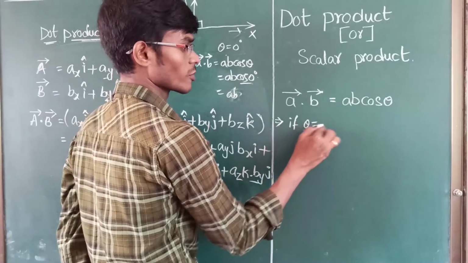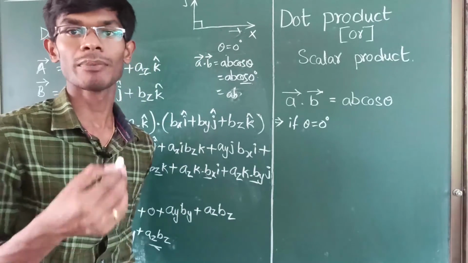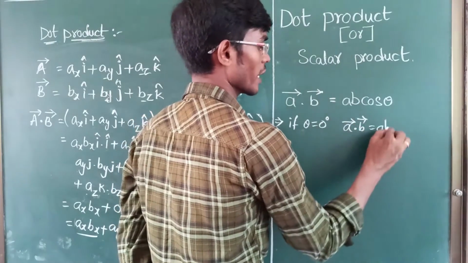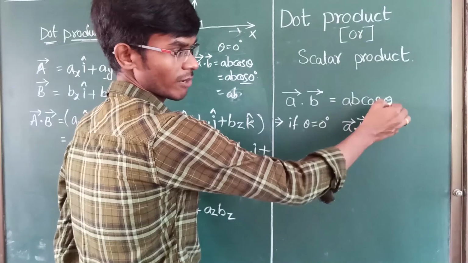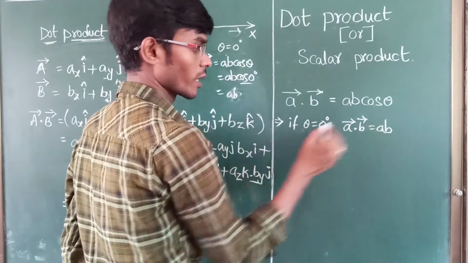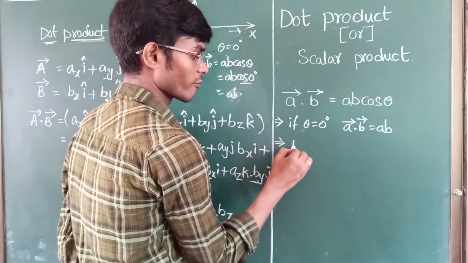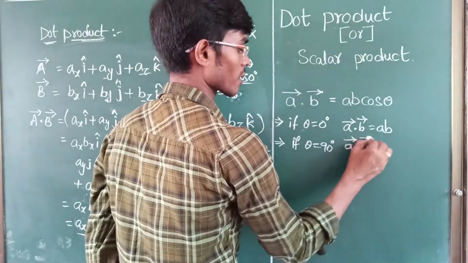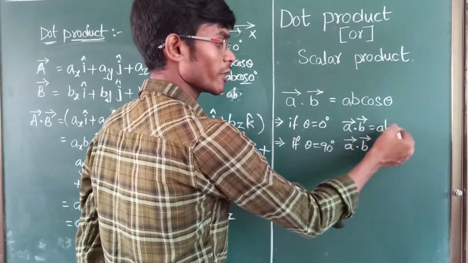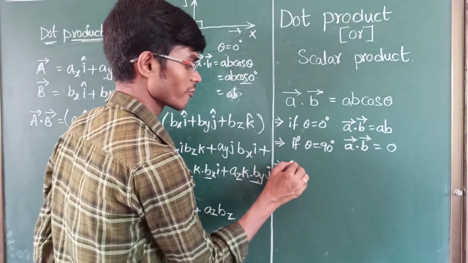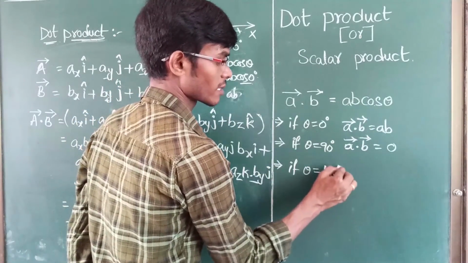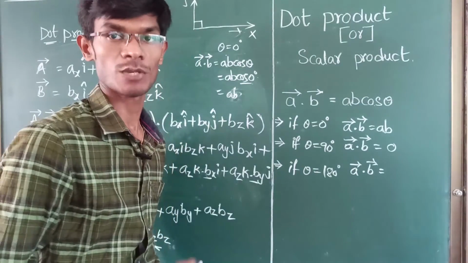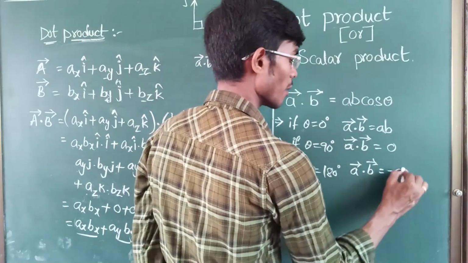Suppose theta is equal to 0 degrees, meaning the angle between A bar and B bar is 0 degrees, then A bar dot B bar is equal to AB. Why? Because theta value is 0, cos 0 value is 1, AB into 1 is AB. Then if theta is equal to 90 degrees, then A bar dot B bar, cos 90 value is 0, AB into 0 is 0. Then if theta is equal to 180 degrees, then A bar dot B bar is equal to, cos 180 degrees value is how much? Minus 1. So AB into minus 1 will be minus AB.